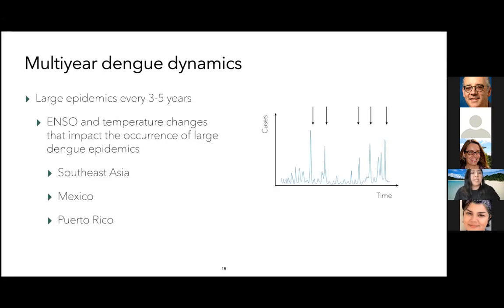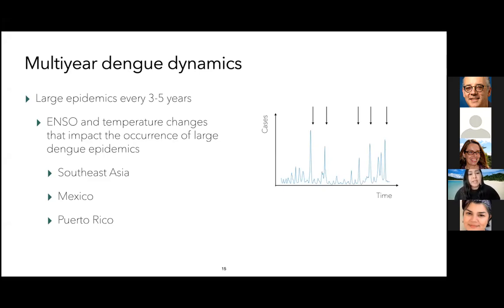In addition to seasonal dynamics, there's also multi-year dengue dynamics. As I've mentioned before, we're thinking about these multi-year cycles, or these really large epidemics that we tend to see not on a year-to-year basis, but every 3 to 5 years. That's shown in this figure here, where the arrows are pointing to these large epidemics that tend to happen on a slightly different time scale than these seasonal epidemics.